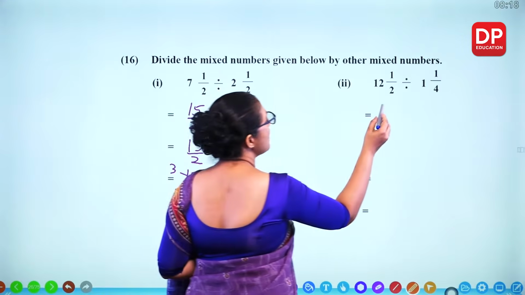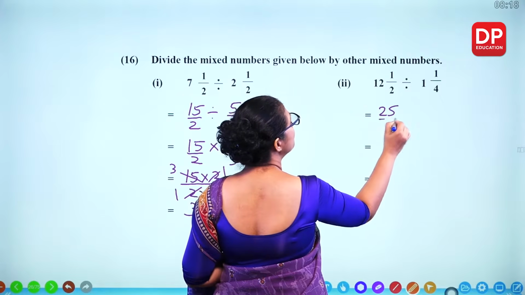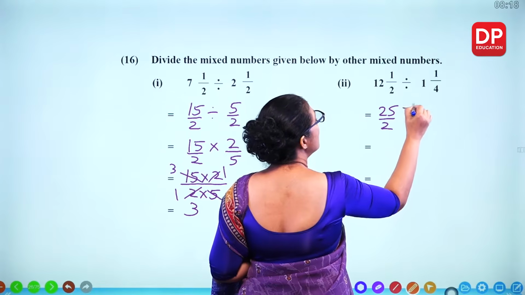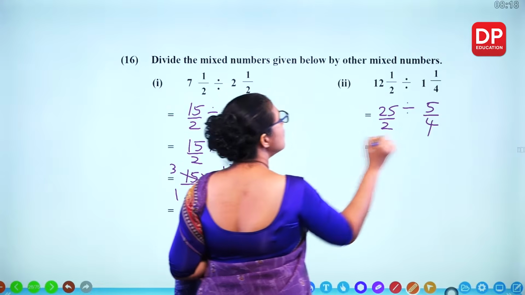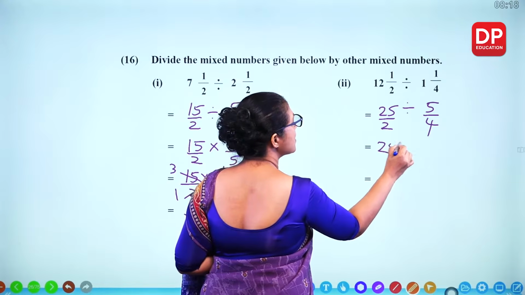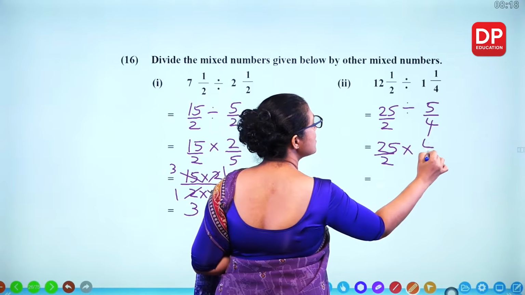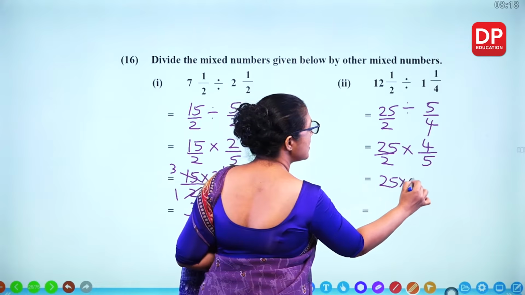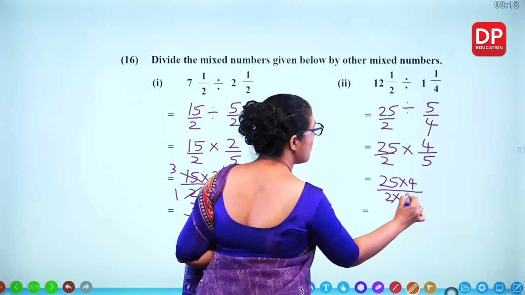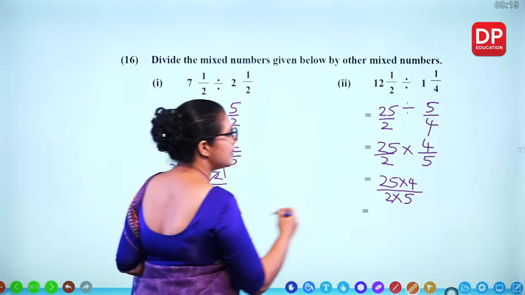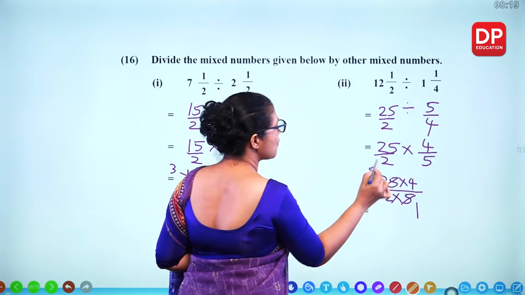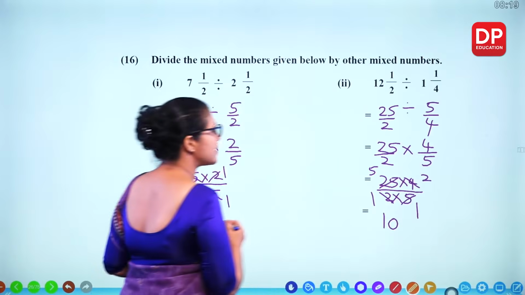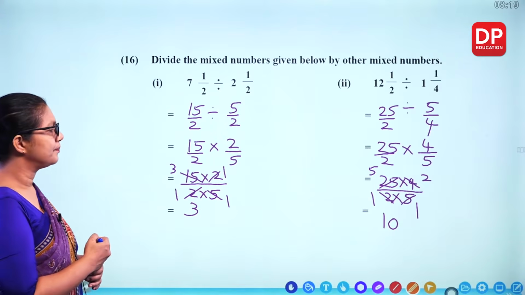This one, 12 and a half, you can write 25 over 2. 1 and 1/4 you can write 5 over 4. Now convert the second fraction to its reciprocal, 4 over 5. Multiply the numerator and denominator separately. 5 times 1, 5 times 5. 2 times 1 with 2 times 2. So what's the answer? 5 times 2, you get 10.